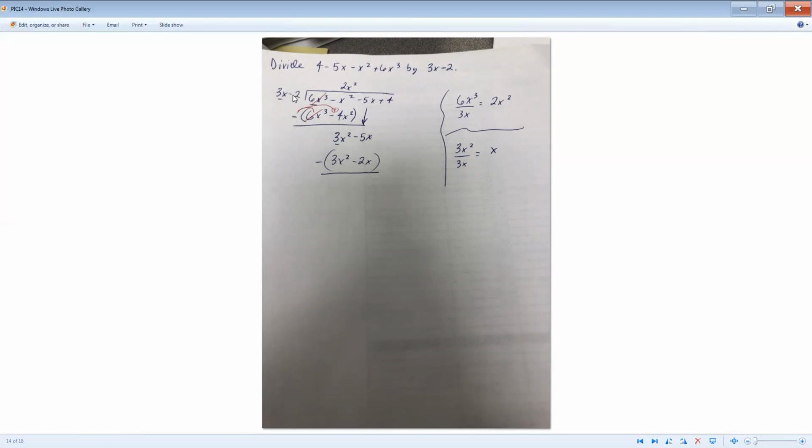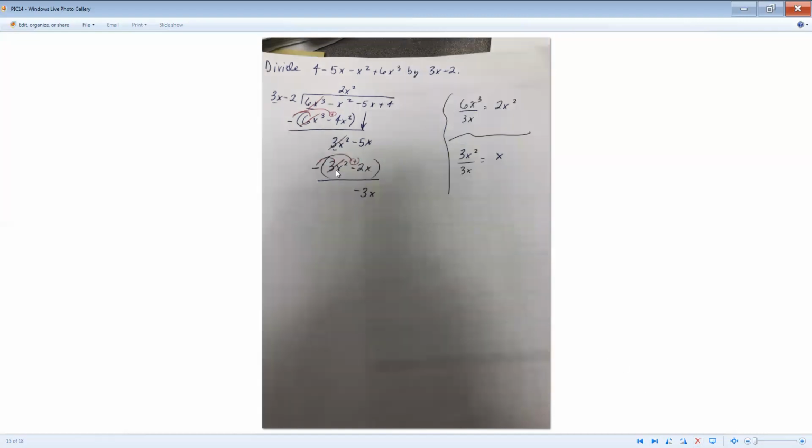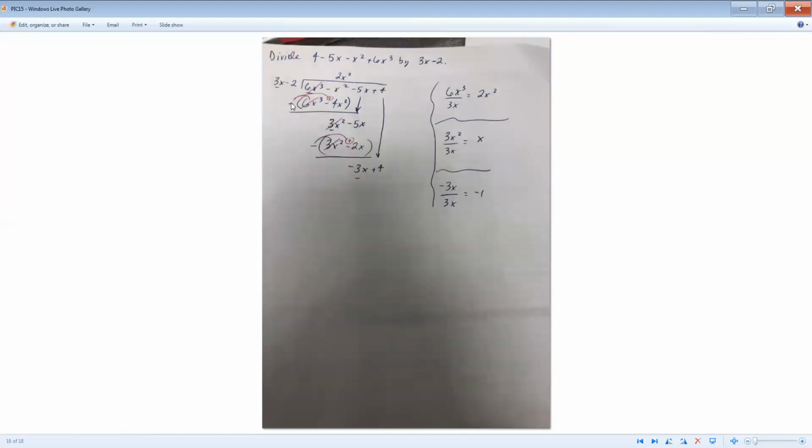Take the x, multiply to each term on the outside, that'll be 3x squared minus 2x. Do your subtraction. 3x squared will cancel. Negative to negative turns positive. So it's negative 5x plus 2x, which would be a negative 3x. Then comparing first terms of each once again. How many times does 3x go into negative 3x? That'll be a negative 1.